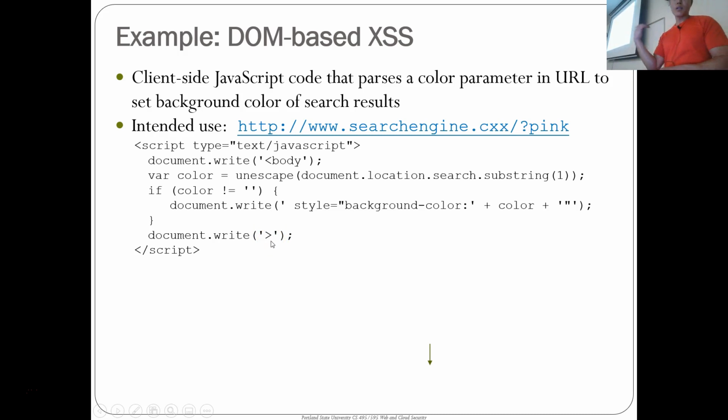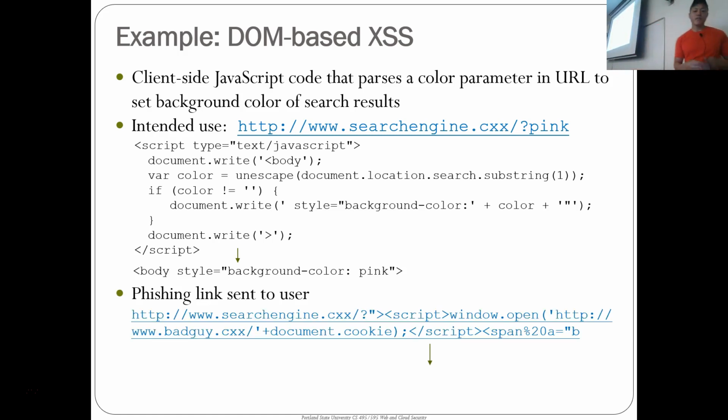And so when you execute this, if you access this URL and it executes this JavaScript as part of its rendering, you should get this. Okay? This is the intent of what that script has been implemented. But if you are a malicious actor, you can send this phishing link to the user and then have the user click on this.